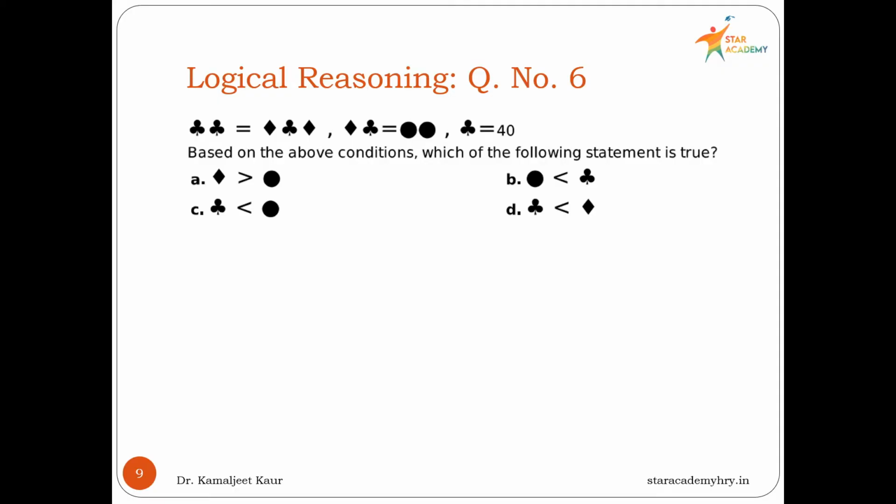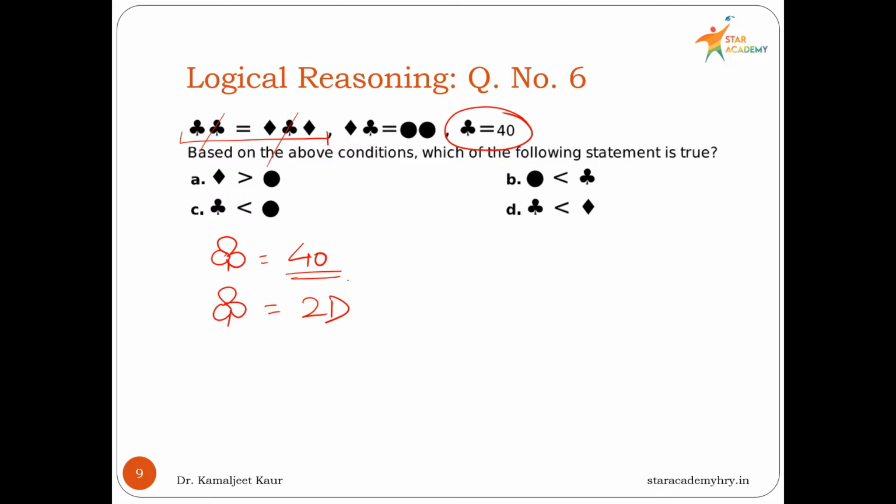So in question number 6, three equations in the form of symbols are given, and the question is: based on the above conditions, which of the following statements is true? Now see here, this equation says the value of club is equal to 40. So this we already know. Here in the first case you may see that this club can be cancelled with this. So this means one club is equal to 2 diamonds.